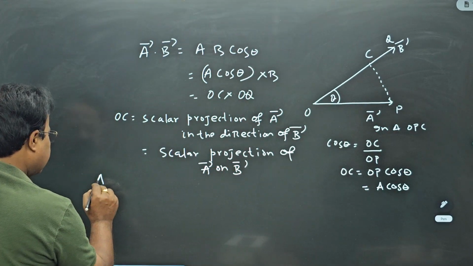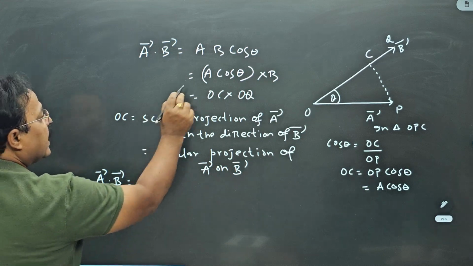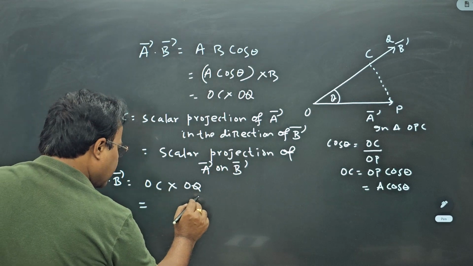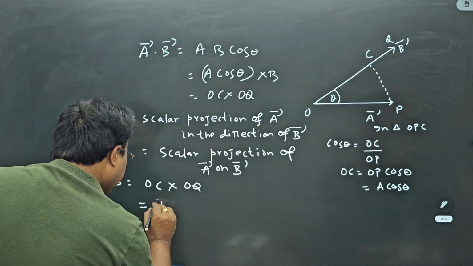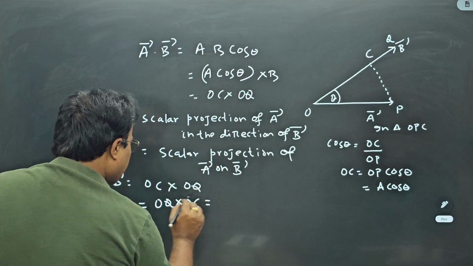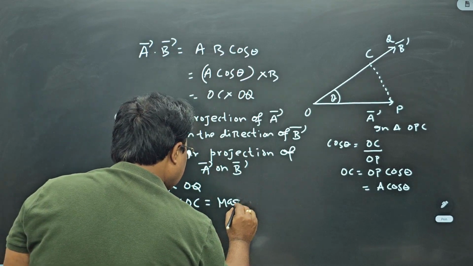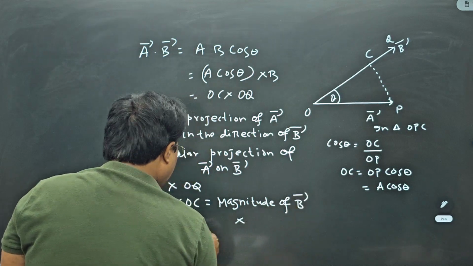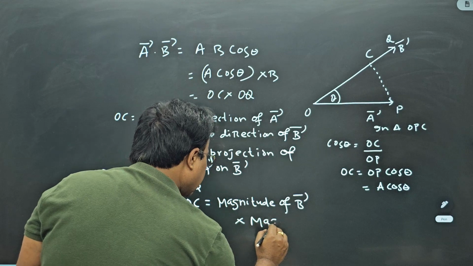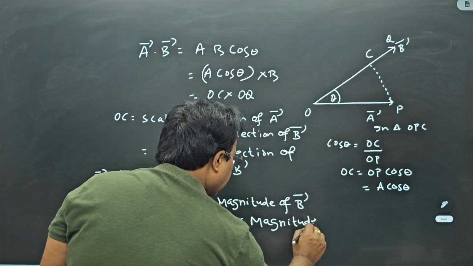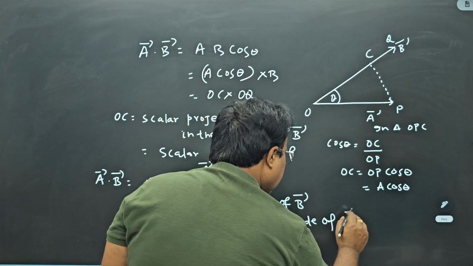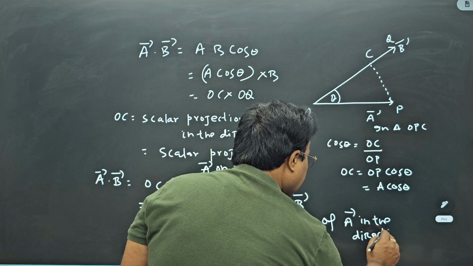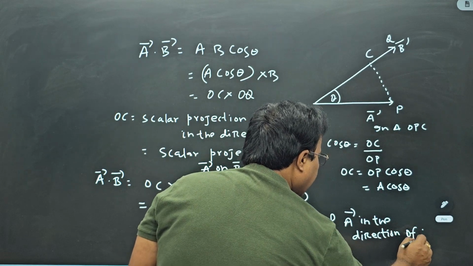So then what is the dot product of vectors? A cos theta into B means OC into OQ. Let me just interchange it: OQ into OC. What is OQ? Magnitude of B vector, into the magnitude of A vector in the direction of B vector.